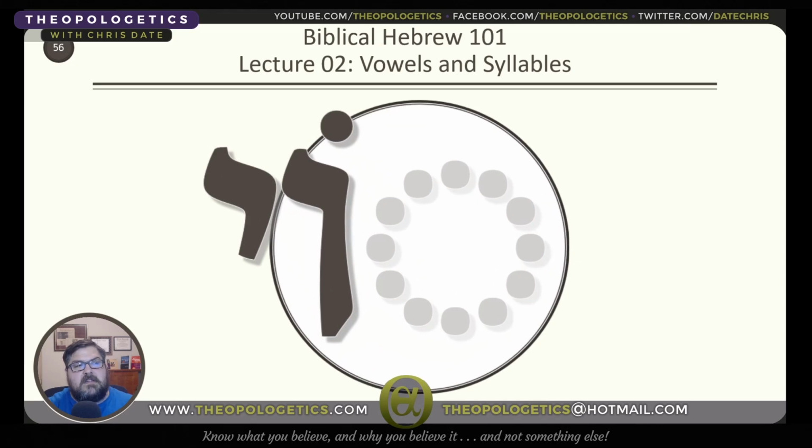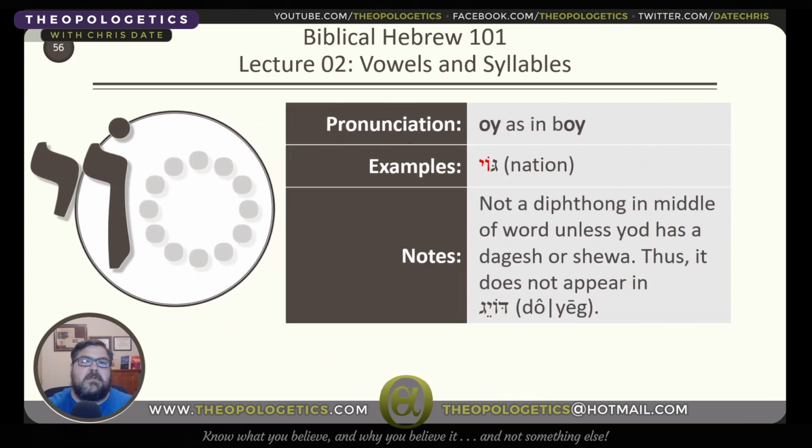Next diphthong is a holam vav followed by a yod. This diphthong is pronounced oi, like in the English word boy. It features in the Hebrew word goy, meaning nation, the plural of which is goyim and means Gentiles. And again, this is not a diphthong in the middle of a word unless the yod has a dagesh or a shava.